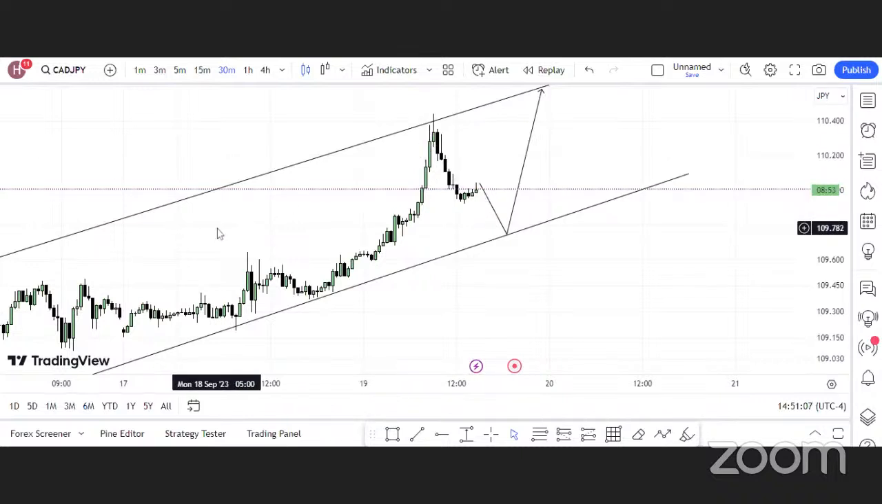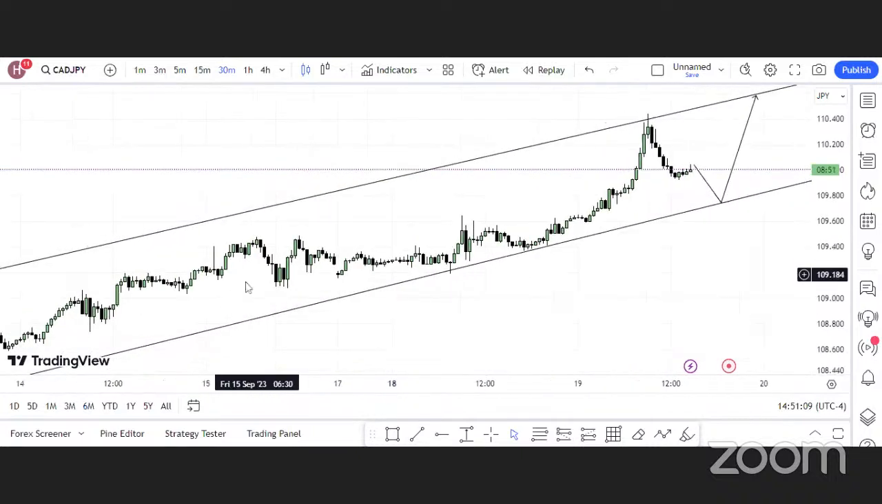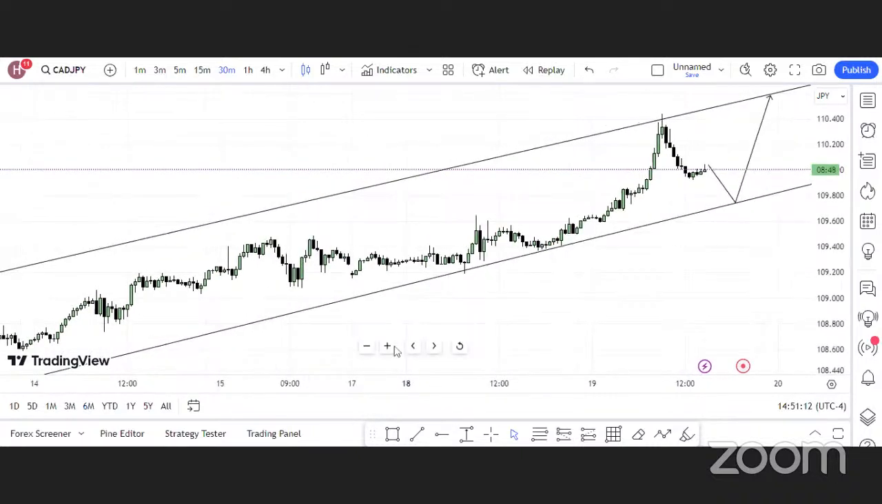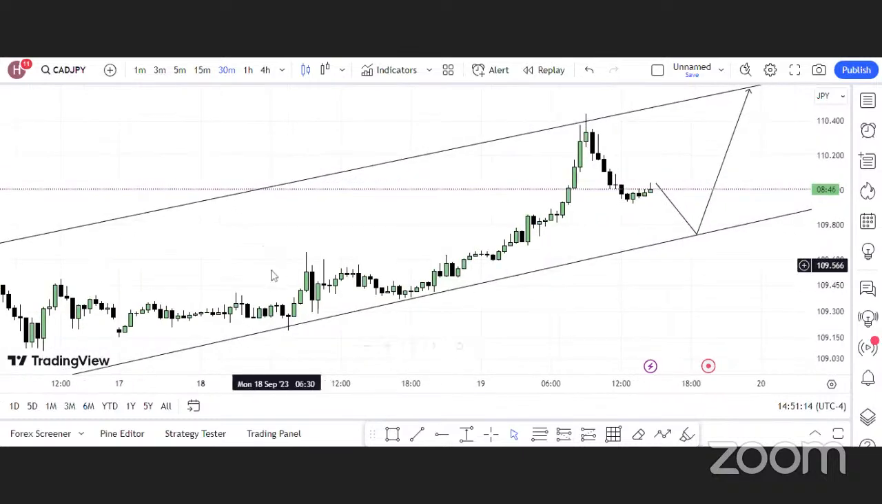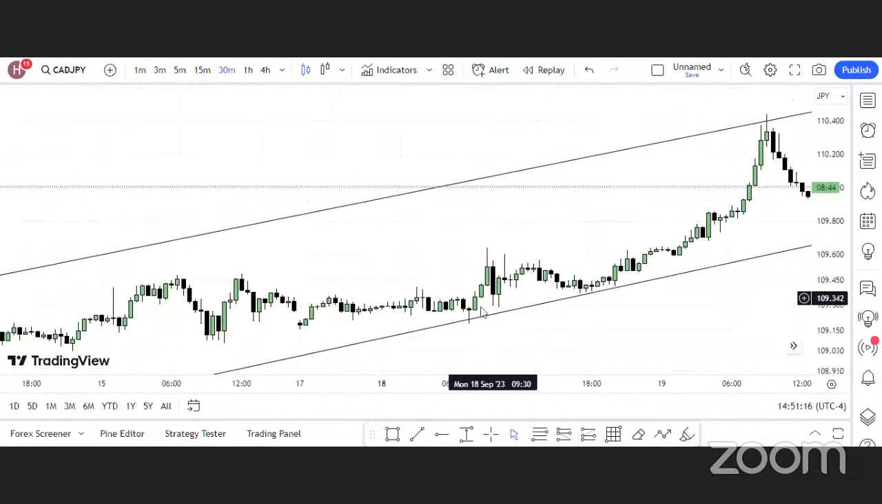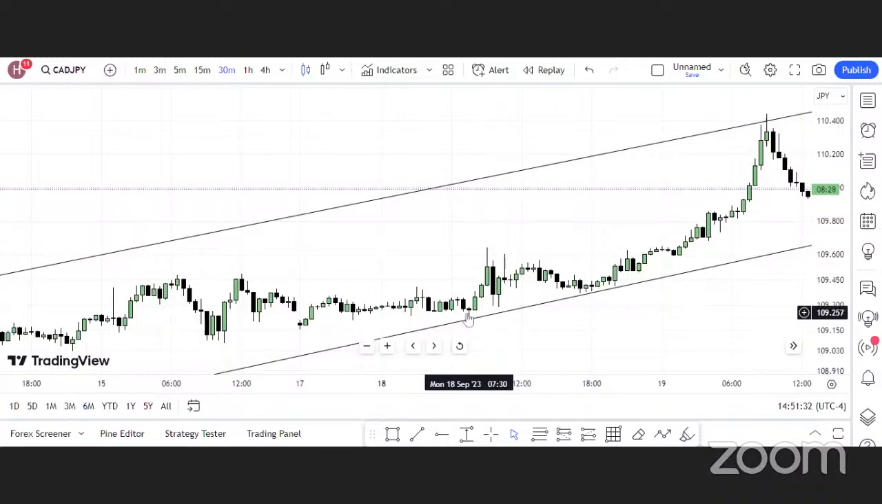Let me show you where rejection happened on this trend line. You see, this is the trend line, and the market rejected from this area. While this reversal was happening, look at this: we have this long wick with a small body.